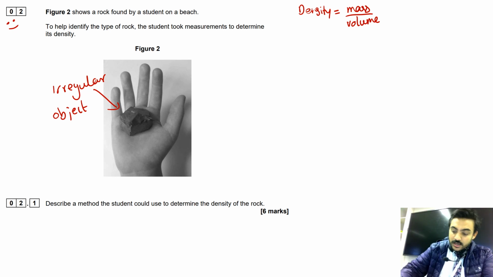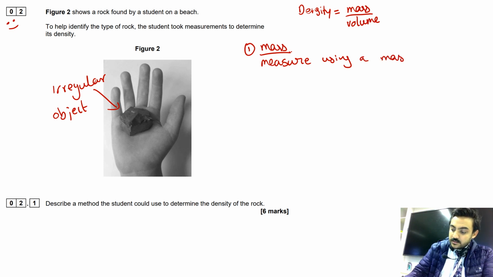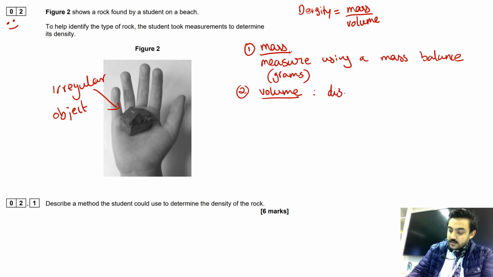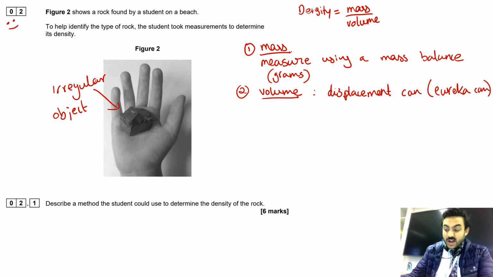So the first thing to do is let them know how to measure mass. So you measure using a mass balance. And for something as small as this, it's probably going to be measured in grams. Second thing to do is let them know how to measure volume. Use a displacement can, or a Eureka can. Okay, so how do we do that?